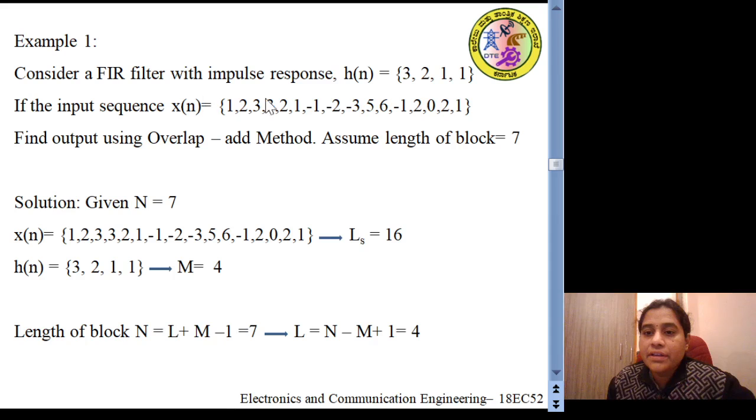And they have given the impulse response of this FIR filter, h of n, that is 3, 2, 1 and 1. So the length of this h of n is 4. So N is 7 and the value of M is 4. If we substitute N as 7, we obtain L equal to N minus M plus 1, so 7 minus 4 is 3, plus 1 is 4.